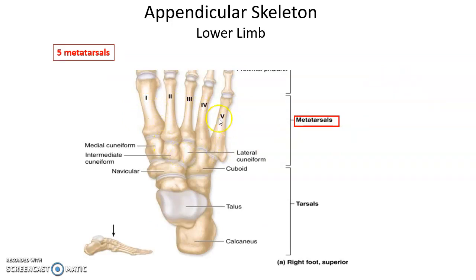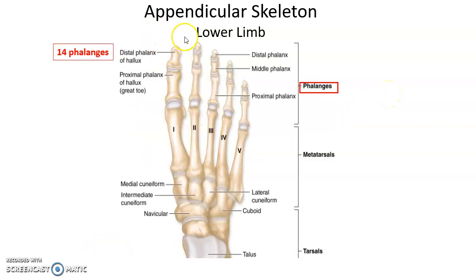Metatarsals come after the tarsals. There are 5 metatarsals named metatarsal 1, 2, 3, 4, 5. The number 1 starts at the same side as the great toe. And then, of course, we have the phalanges. 14 phalanges for the 5 toes. Here is the great toe. So it would be named 1 and 2.